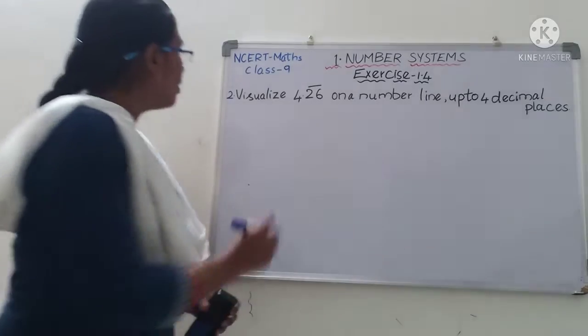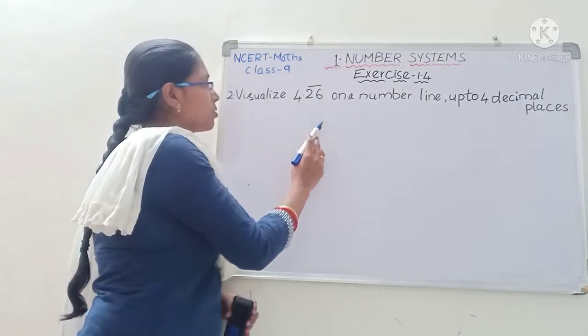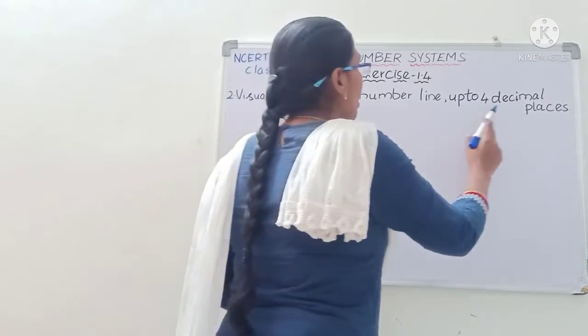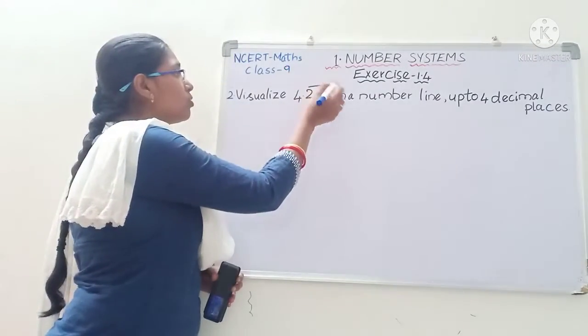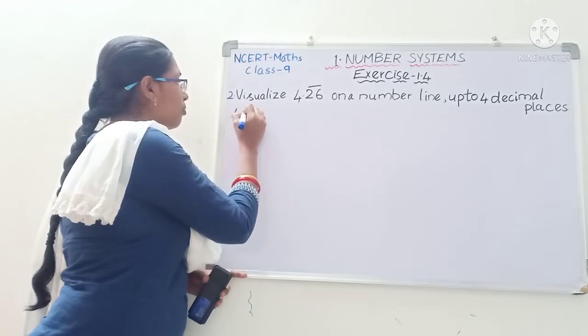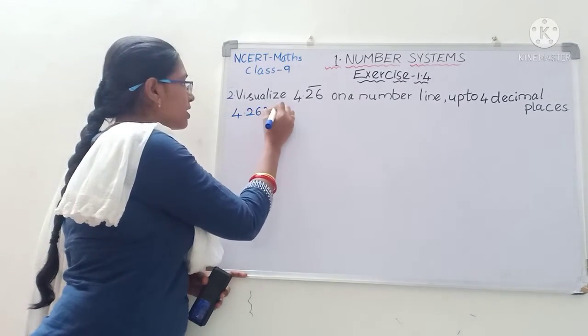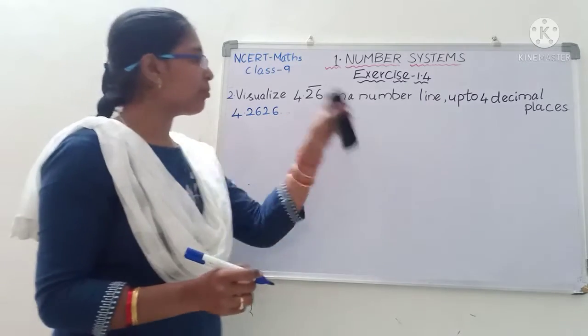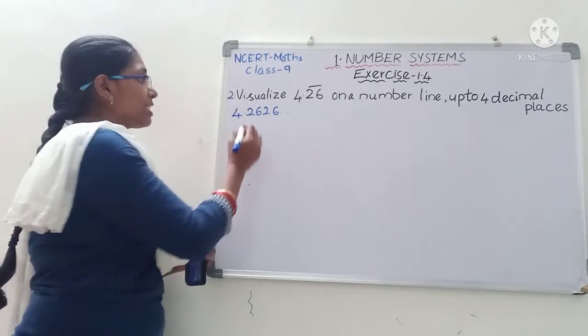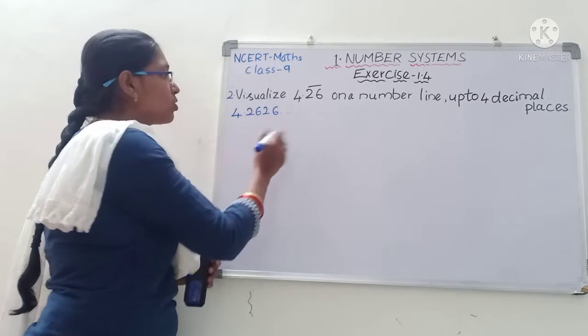Second problem, children. Visualize 4.26 bar on the number line up to 4 decimal places. 4.26 bar. The bar is on 2 digits. So it is 4.2626. That is, both digits will be repeating. They are asking to represent up to 4 decimal places. So let us represent till 4.2626.